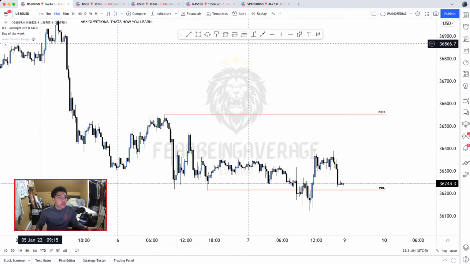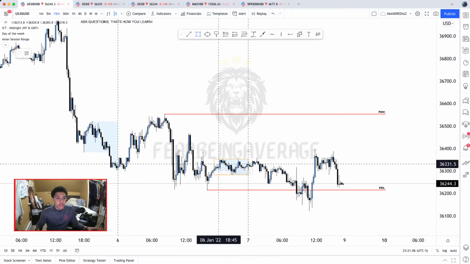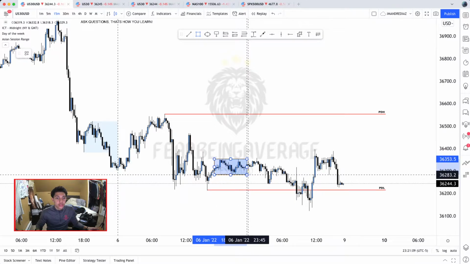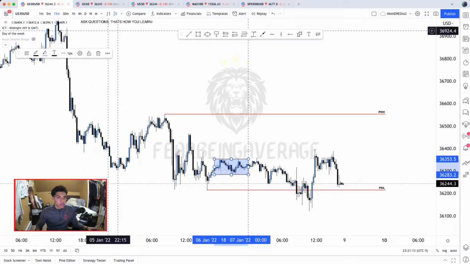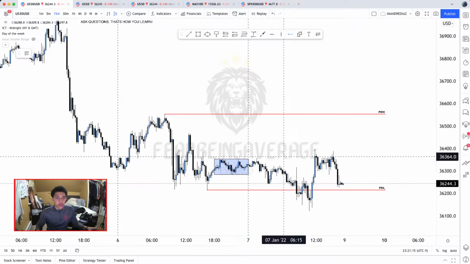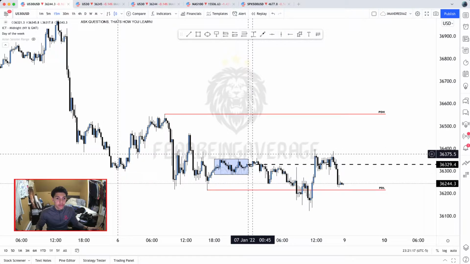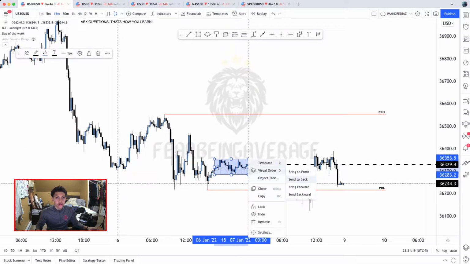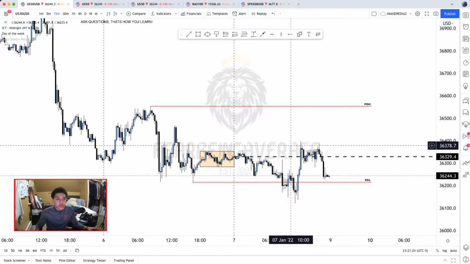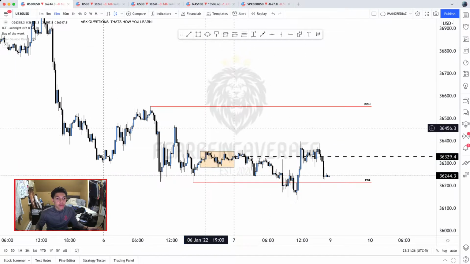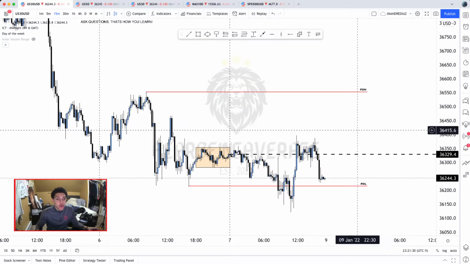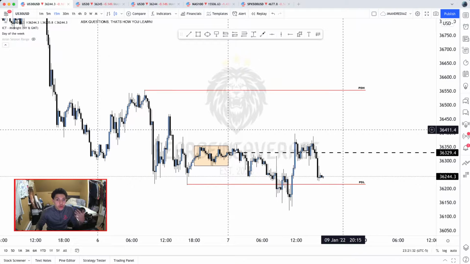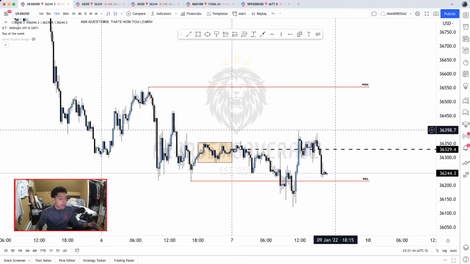Now I'm also going to mark up the Asian range from the previous day, which is right here, just like this. Move it over. I'm going to mark up the 12 a.m. open, which is right here. Make this orange for the Asian range, just like that. So now that we have the Asian range, the previous day's high, the previous day's low, and the 12 a.m. open, we basically have all we need to map out what overall happened today.